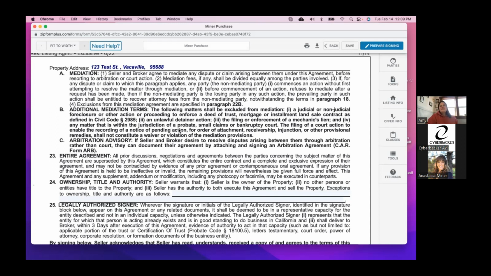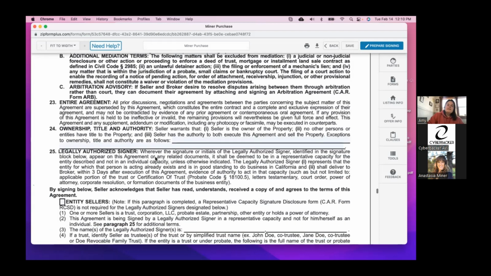Unlawful detainer action, the filing or enforcement of a mechanics lien, meaning that somebody who did work on the property can file a mechanics lien against the property, and any matter that is within the jurisdiction of a probate, small claims, or bankruptcy court. The filing of a court action to enable the recording of a notice pending action for order of attachment, receivership, injunction, or other provisional remedies shall not constitute a waiver or violation of the mediation provisions, right? Arbitration advisory: if the seller and broker desire to resolve disputes arising between them through arbitration rather than the court, they can document their agreement by attaching and signing an arbitration agreement, CAR Form 8RB.